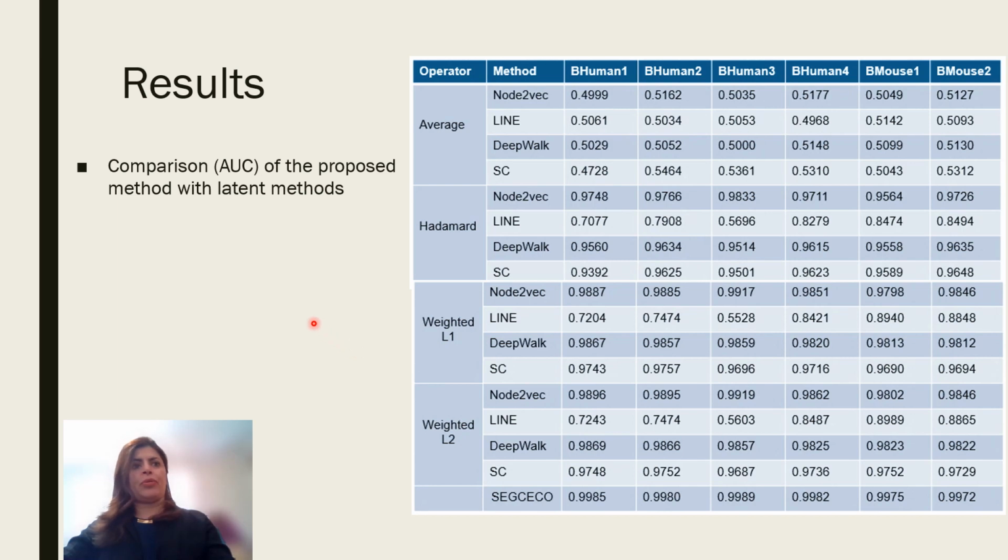To evaluate our proposed method, we did a comparative analysis with latent methods, and we did experiments on 6 RNA-seq datasets, including human and mouse pancreas tissue. The results show that our proposed method outperforms the other latent methods, including node2vec, LINE, DeepWalk, and spectral clustering, and the performance in terms of area under the curve is near 1. It's almost 0.99.